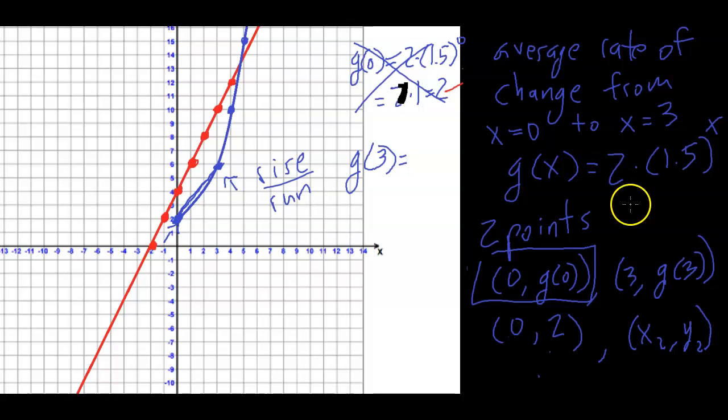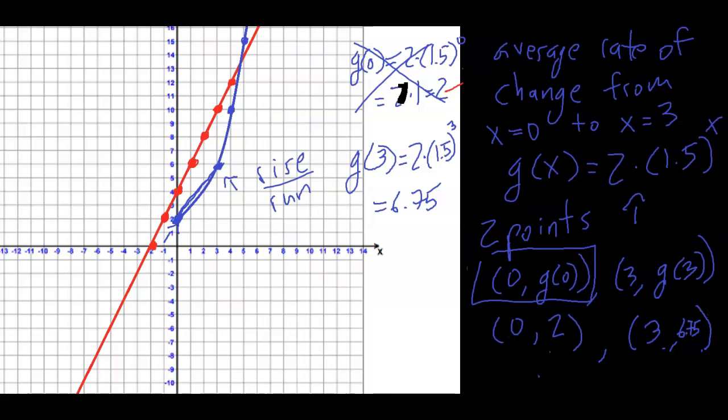So we're going to plug this into our function here, right? It's going to be 2 times 1.5 to the third power, okay? Let's try to figure out what that would be. 2 times 1.5 to the third power, that's going to be 6.75, okay? So at x equals 3, the value of g is equal to 6.75, okay? So we have our second point, which is 3, comma 6.75, okay? All right, so now we got our 2 points.